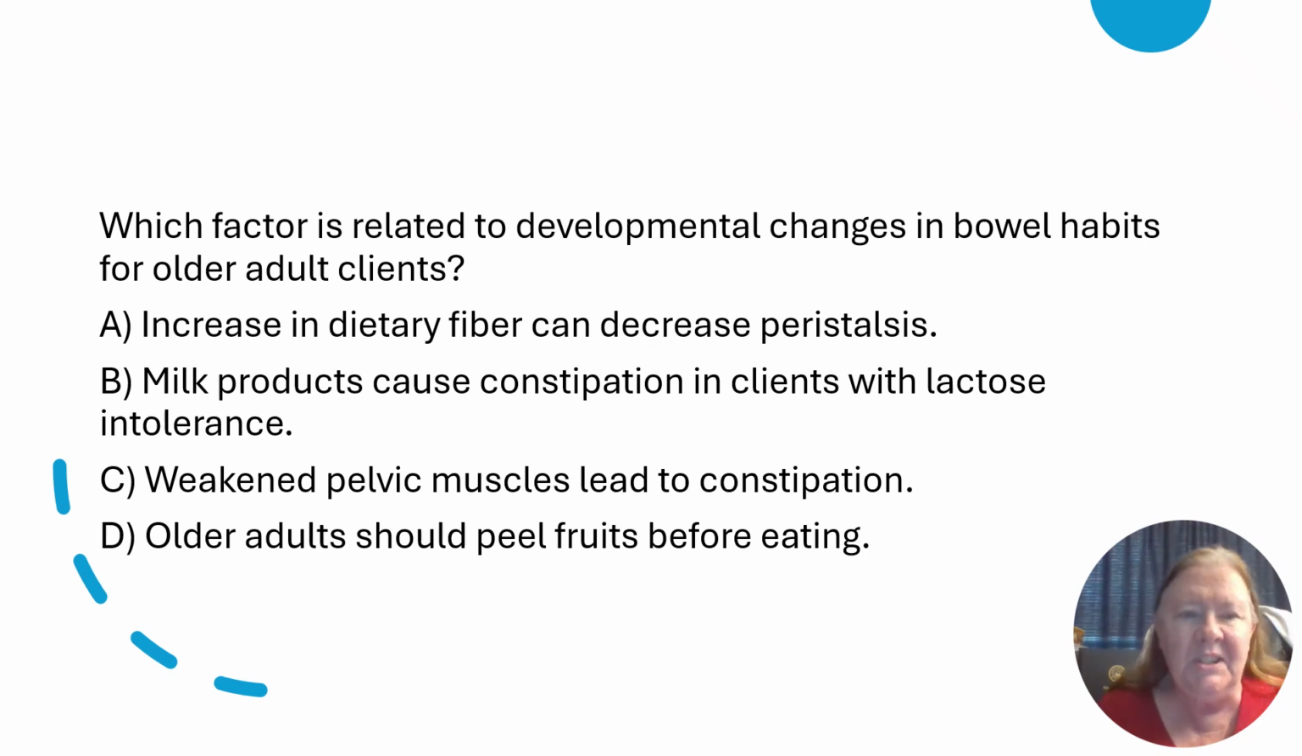Okay, so let's go back to this test question, and the correct answer on this one is letter C. Weakened pelvic muscles lead to constipation, and this applies to the older adult. As the older adult gets older, the pelvic muscles get weaker, and it is more difficult for the older adult to defecate. It may even be painful. So the older adult is going to resist defecating, and that is going to lead to constipation. All right, let's look at the next one.